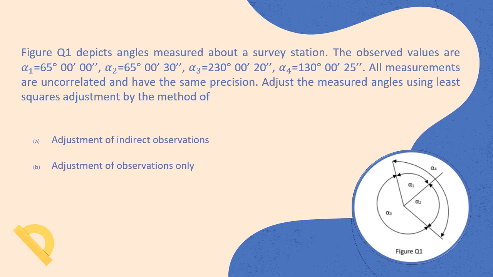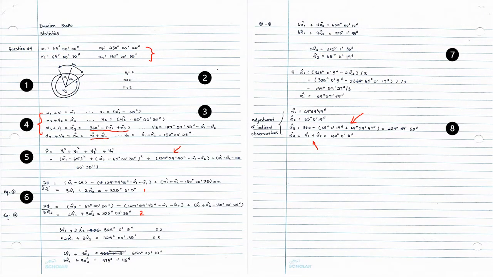Adjust the measured angles using least squares adjustment by the method of adjustment of indirect observations and adjustment of observations only, or adjustment of direct observations. To restate, the measured values are alpha 1, alpha 2, alpha 3, and alpha 4. Now, to arrive at an adjusted value, an adjustment must be added to the measurement. This is the basis of the condition equations. Alpha plus nu is equal to the adjusted value denoted by a hat, alpha hat in this instance.